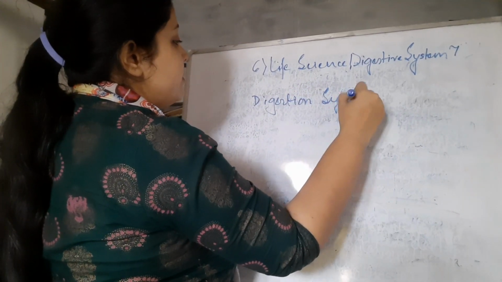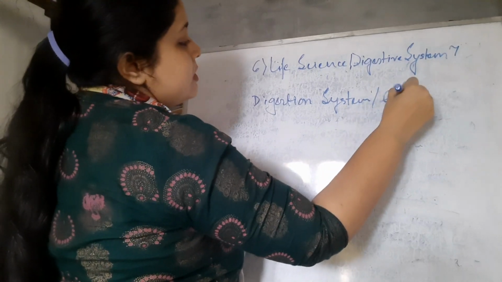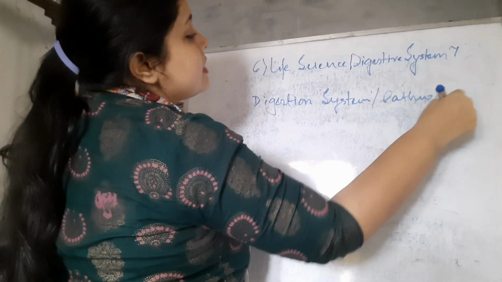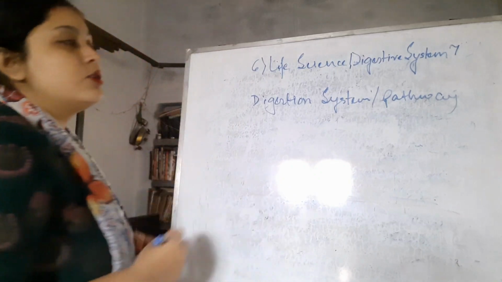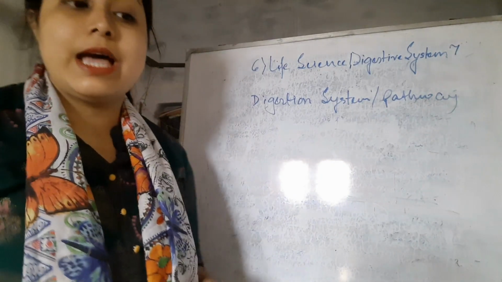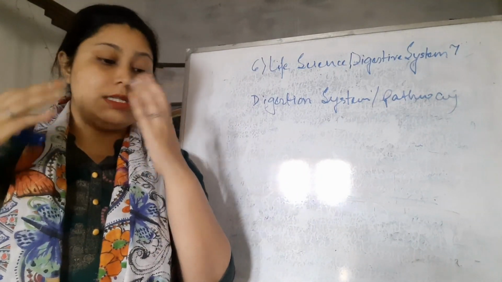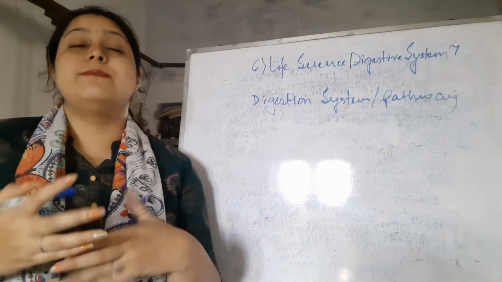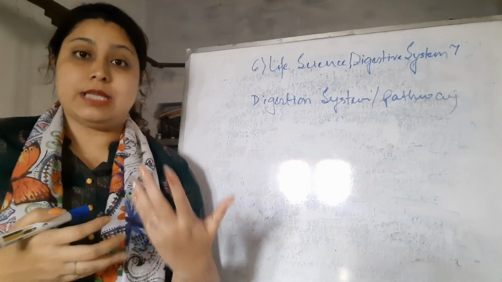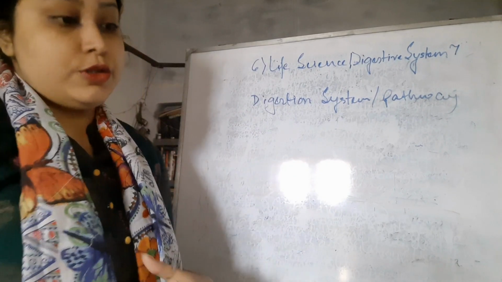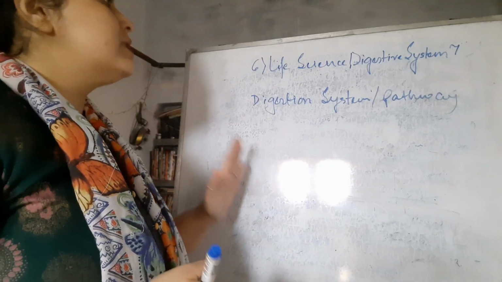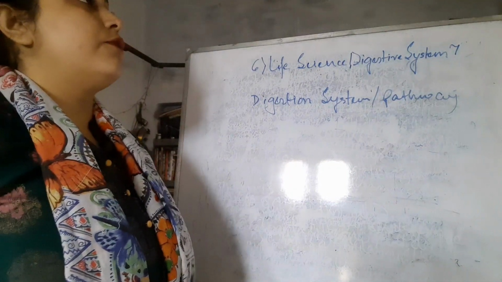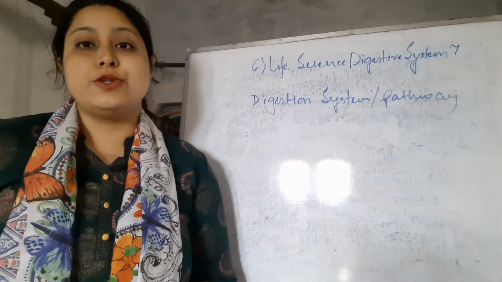Digestion system or pathway, you can say. So, starting from the mouth, when we consume the food in our mouth, after that, the teeth and parts of the tongue help in masticating, the salivation happens, and after that, the formation of the bolus. So, we are starting with the structural picture. Let's check.